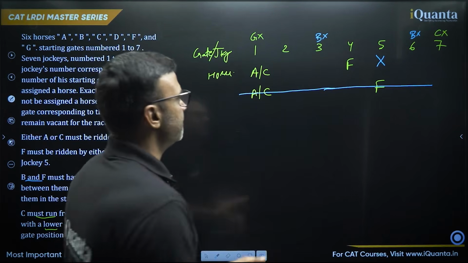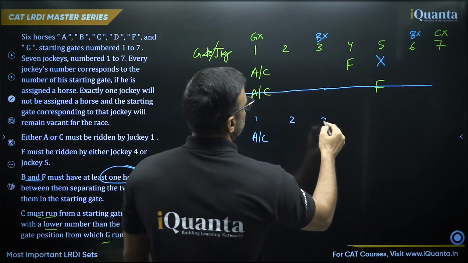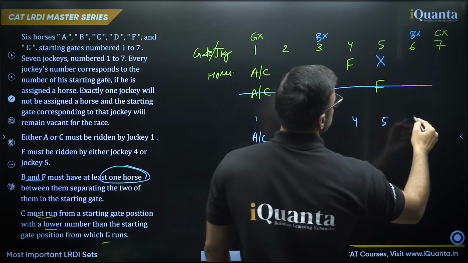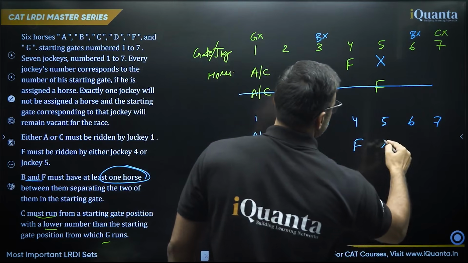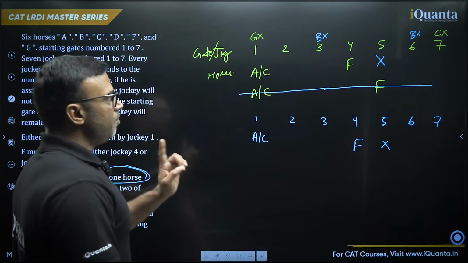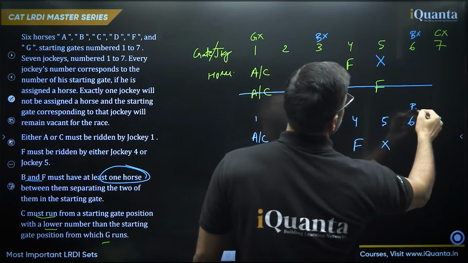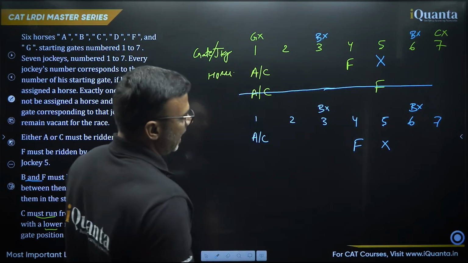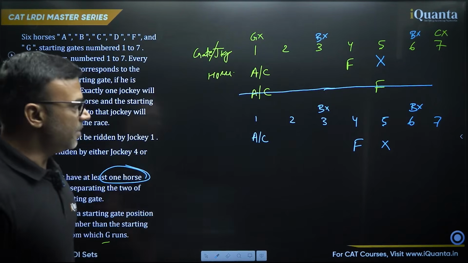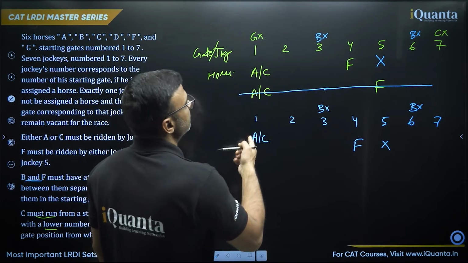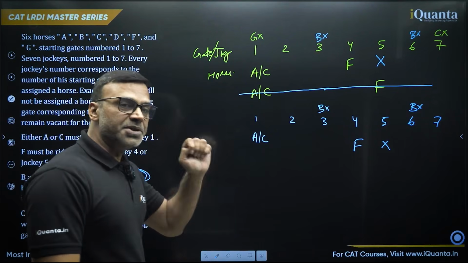Let's create cases. A/C, 1, 2, 3, 4, 5, 6, 7. So what are we saying? We are saying that this is F, this is vacant. Now B, I already know that B cannot be at the 3rd place or the 6th place. So B can be either at the 2nd place or at the 7th place. There is no other possibility. B cannot be at the first place also, because one of A and C has to be there. That's the benefit of marking the information that we already have.